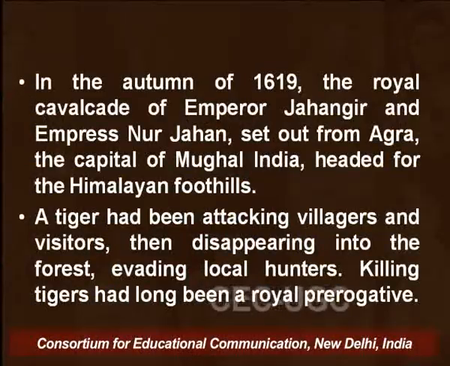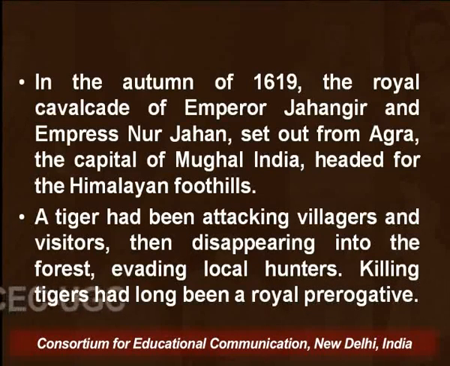Now, there is a story behind her being such an accomplished hunter, that in the autumn of 1619, when the royal cavalcade of Jahangir and Empress Nur Jahan set out from Agra, which was the capital of Mughal India, they were headed for the Himalayan foothills. It was at that time that some villagers approached Jahangir that a tiger had been attacking villagers, and then would evade the local hunters. So, the local hunters were not really able to kill the tiger, and killing the tiger in any case had been the royal prerogative.